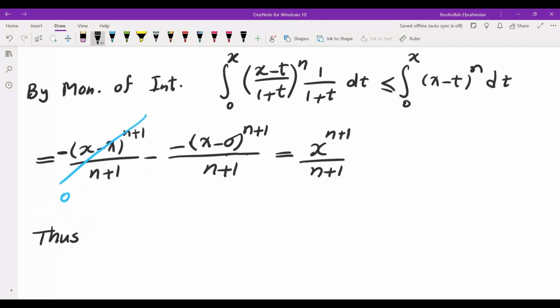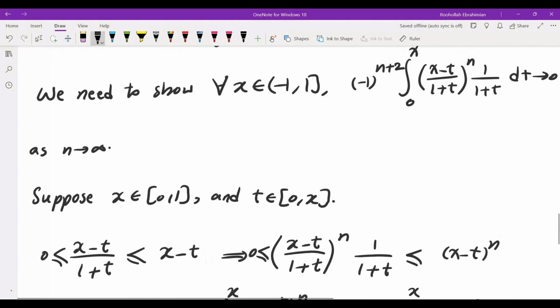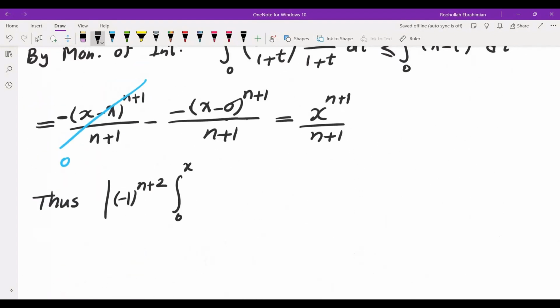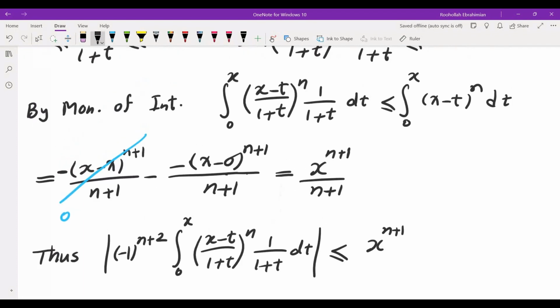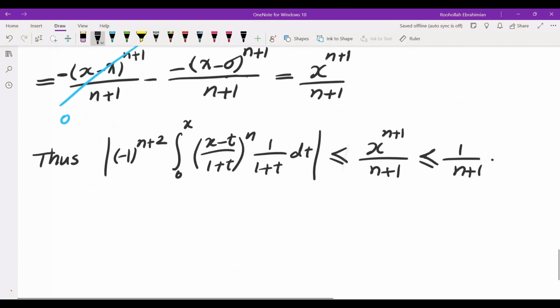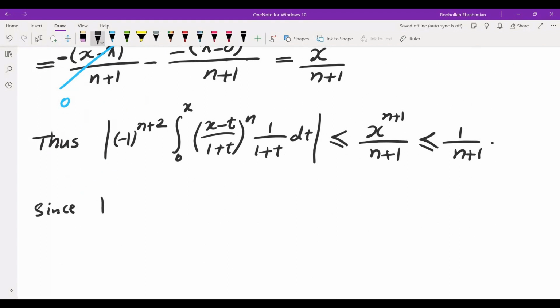So thus, if you look at the remainder, which was negative 1 to the power of n plus 2, integral from 0 to x of (x minus t) over (1 plus t) to the power of n, times 1 over 1 plus t, dt. This is going to be less than or equal to x to the power of n plus 1 over n plus 1, which is less than or equal to 1 over n plus 1. Now, since the limit of 1 over n plus 1 is 0 as n approaches infinity, by the comparison lemma, this remainder goes to 0.